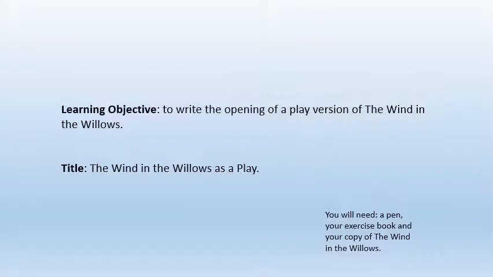Today we're going to continue practicing the writing skills that we need as we go up through the school, using The Wind in the Willows as a basis. You're going to write the opening of a play version of The Wind in the Willows. If you remember way back at the start of this term, you listened to the audio book, didn't you? But I think, in fact, I know, we saw a play version of it at school before Christmas. So your title is The Wind in the Willows as a play. You're going to need a pen, your exercise book, and your copy of The Wind in the Willows. So write the title into your book, underline it, and then on to the next slide.